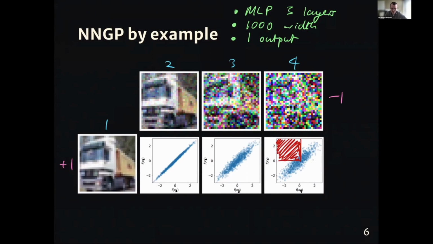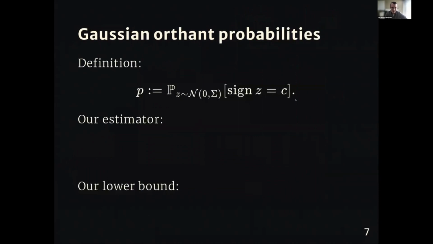That identification with orthant probabilities is our first contribution. The second is providing some tools to analytically deal with orthant probabilities, which I'm going to introduce now. We've abstracted the problem of this P that we're interested in, the probability of randomly sampling a solution, to this: you sample a Z from a multivariate Gaussian distribution. What's the probability that the sign of Z matches a binary reference vector C?